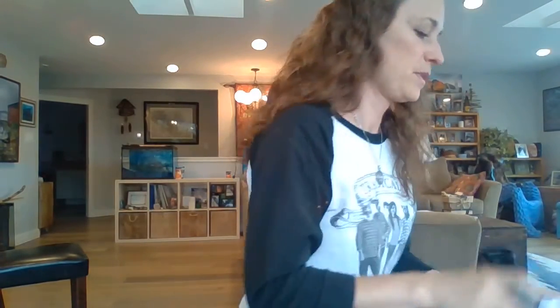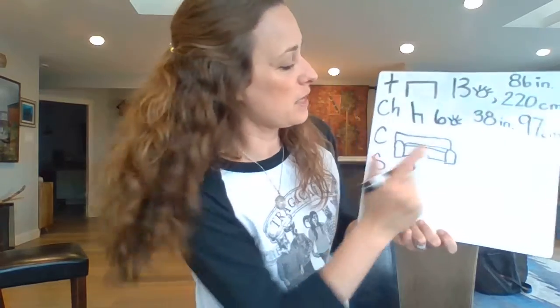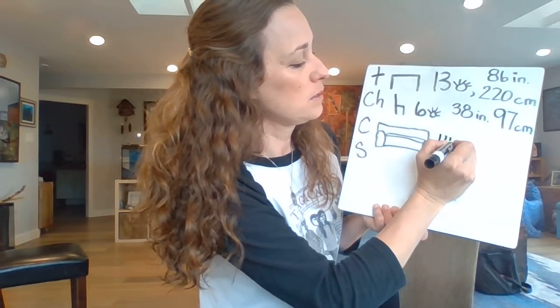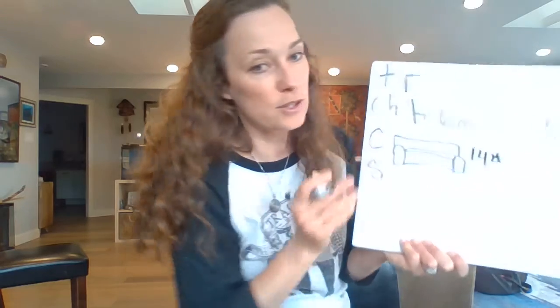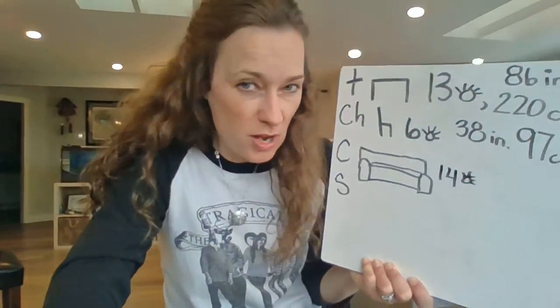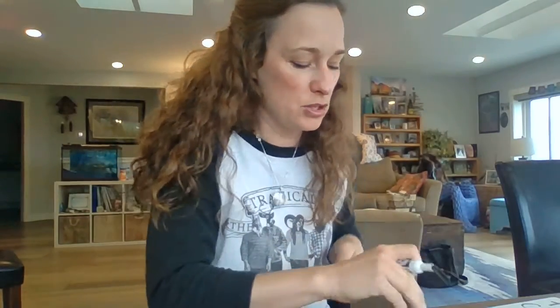14. Well, the couch wasn't as long as I thought, but 14 is my favorite number, so let's write it down. So the couch is 14 handprints. 1, 2, 3, 4, 5 little fingers. 14 handprints. Okay. Should we measure how long it is with my measuring tape?